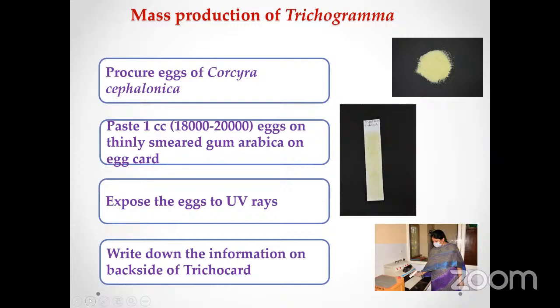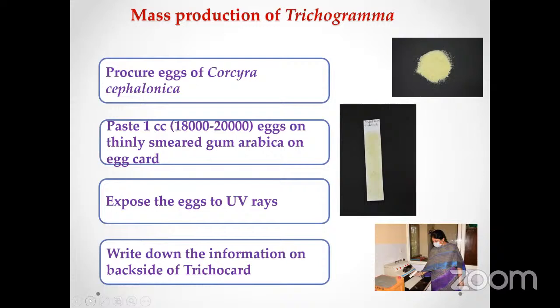So for that purpose, we need to sterilize. We will take the Corcyra eggs and clean them, and they will be pasted on a thick paper chart with a measured quantity of Corcyra eggs. After preparing the Corcyra egg card, we will sterilize the cards under the UV light.